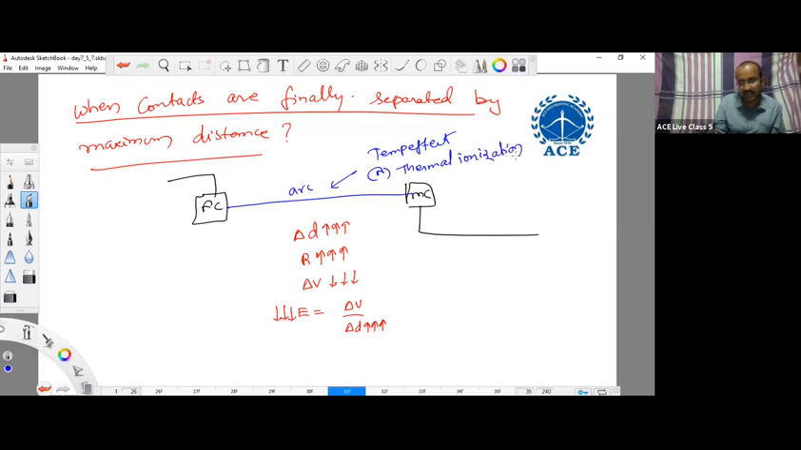So, what is your observation? When the contacts are finally separated by the maximum distance, the spacing between the contacts is more. The resistance between the contacts is also more. The voltage drop is less. The electric field intensity is not sufficient to maintain the arc, but still the arc continues to exist due to temperature effect or thermal ionization.